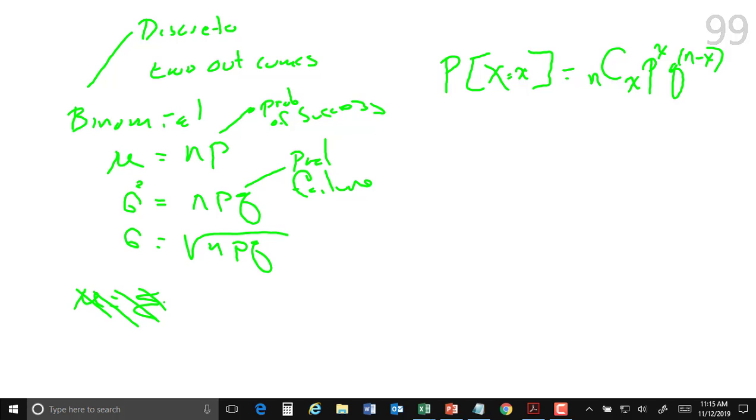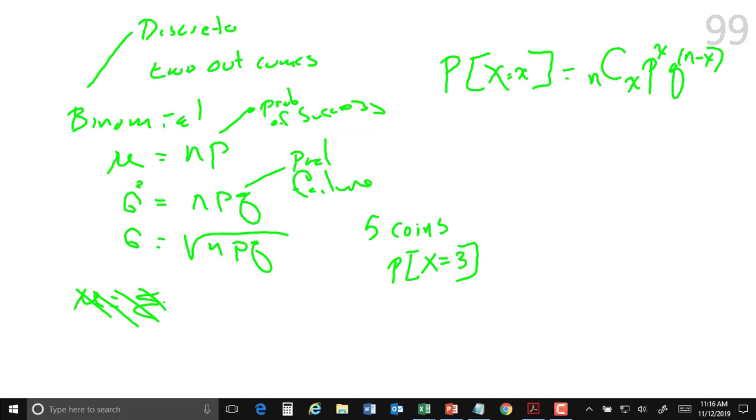Okay, let's try it. Supposing, if you're a betting person, I'm going to have 5 tosses of a fair coin. I'm going to toss it 5 times. What's the probability that the random variable comes up with 3 heads?